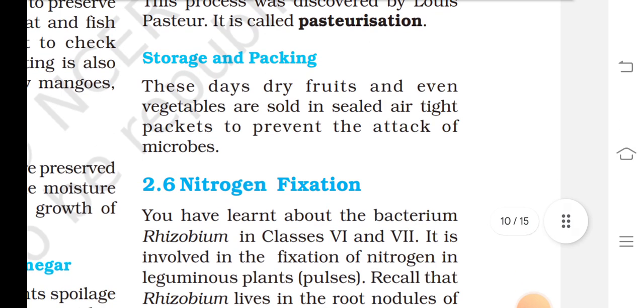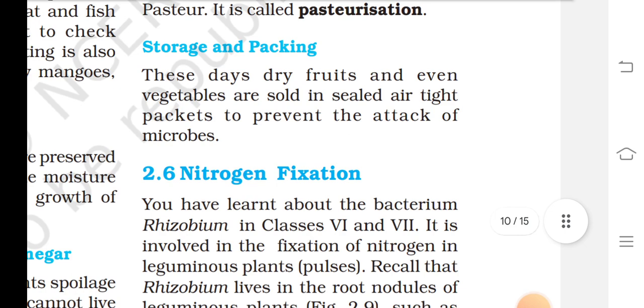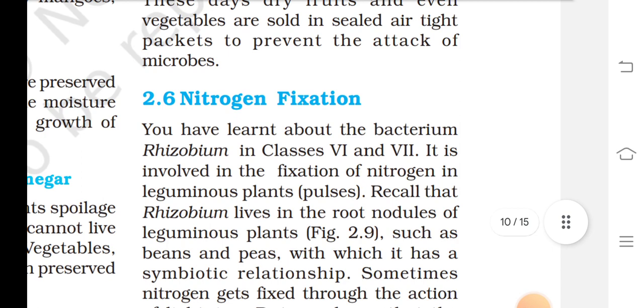These days, dry fruits and even vegetables are sold in sealed or airtight packets to prevent the attack of microbes.